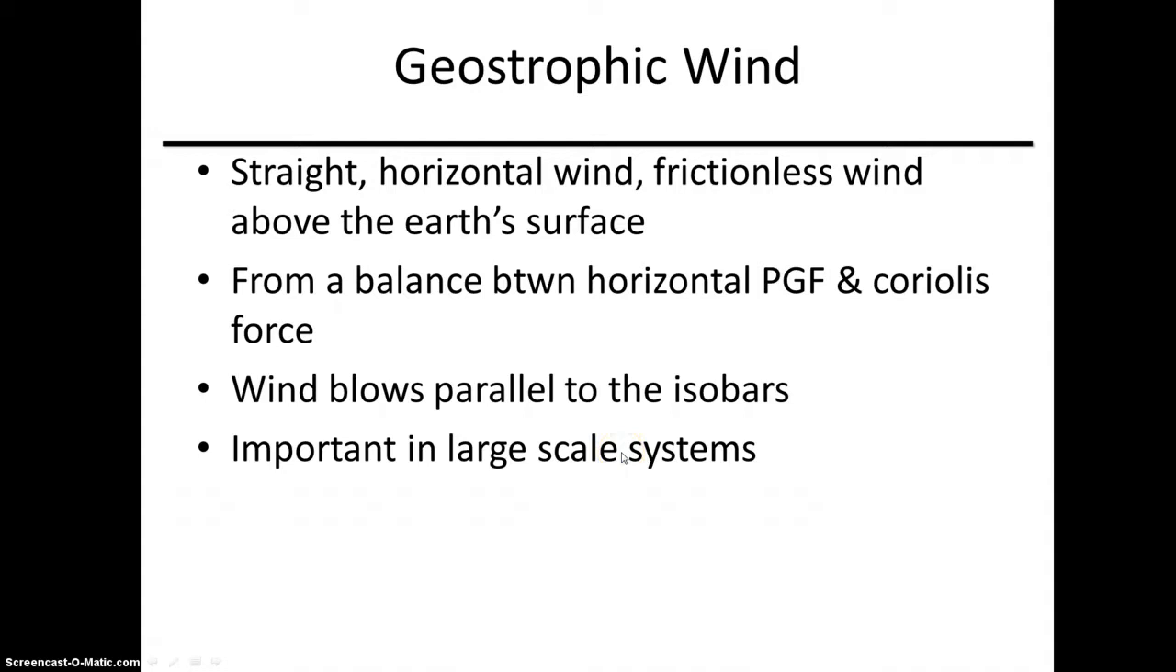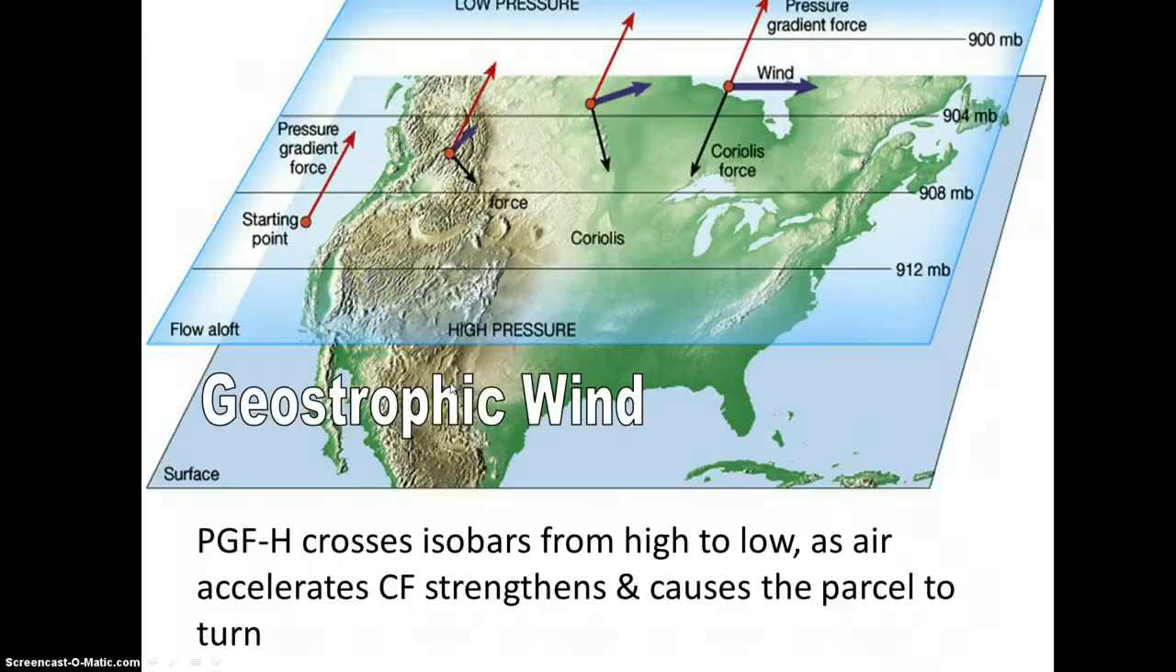We're not going to get into too much detail over that, but there's the geostrophic wind, where you have the pressure gradient force and the Coriolis force in balance. So it makes a straight wind. It's horizontal, and it's frictionless because it's above the Earth's surface. We talked about how winds above the surface blow parallel to the isobars. So you're looking at a starting point where the forces are not quite in balance, pressure gradient and Coriolis. And then once they're in balance and that wind is parallel, you see here are the isobars, and the wind is parallel to the isobars.